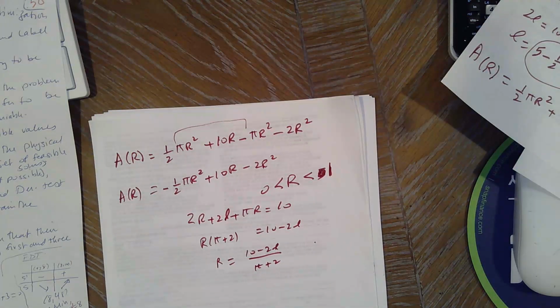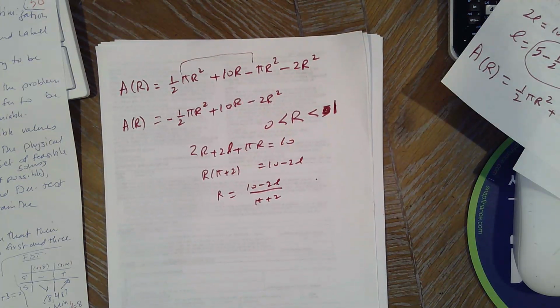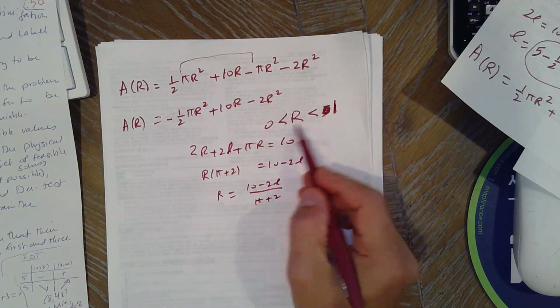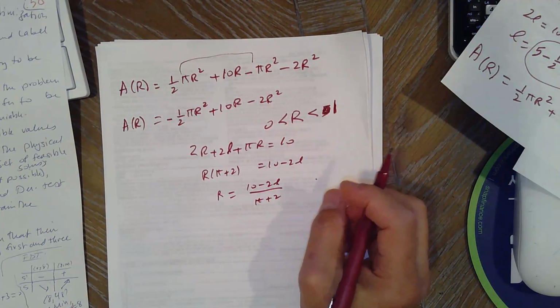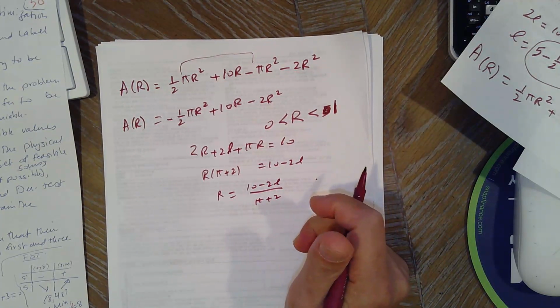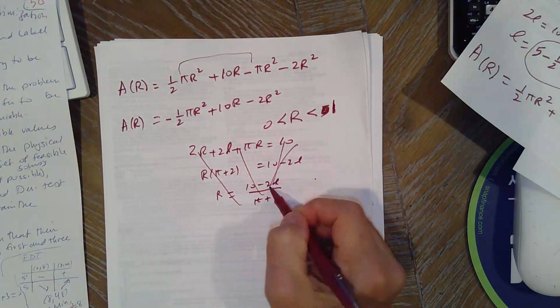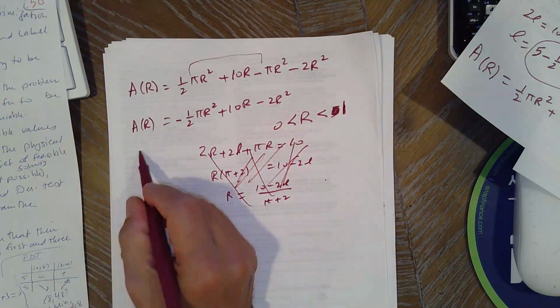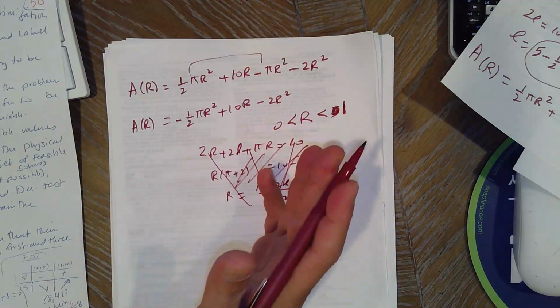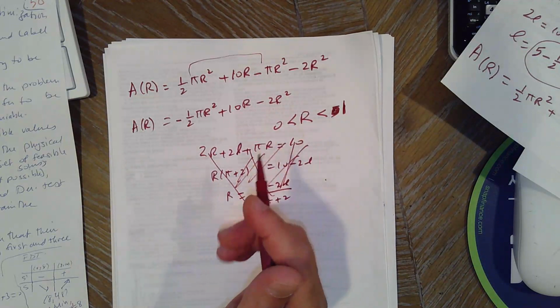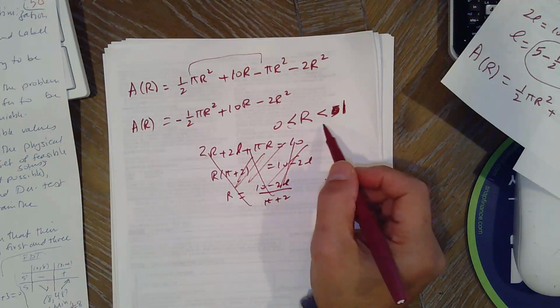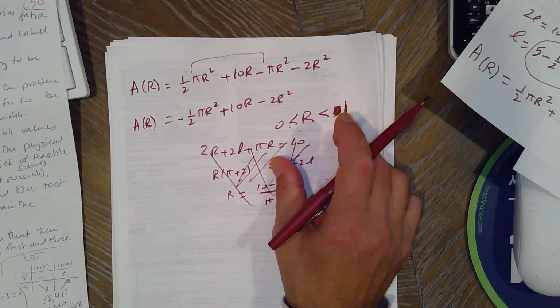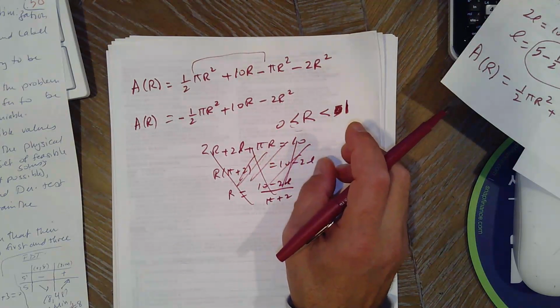So what we can do, instead of using the extreme value theorem, which we can't, we're going to use the second derivative test. I'll explain that to you in a second. So anyway, this is R. Now we want to use the first derivative test or the second derivative test. Again, the interval is not closed, so we cannot use the extreme value theorem.